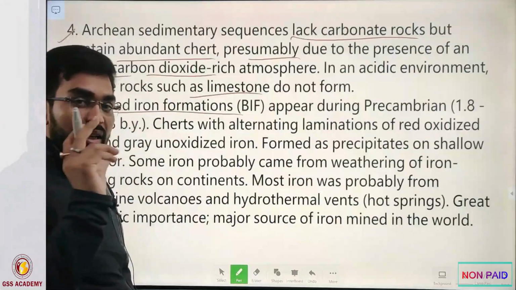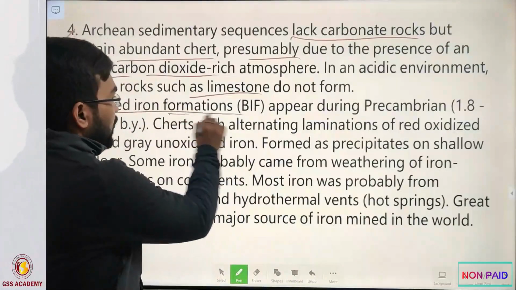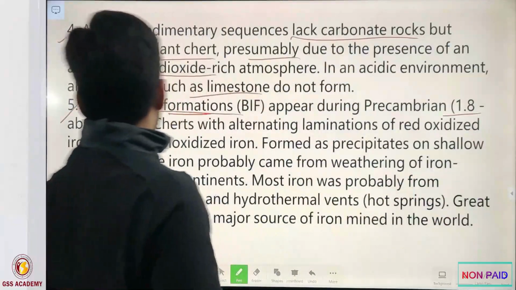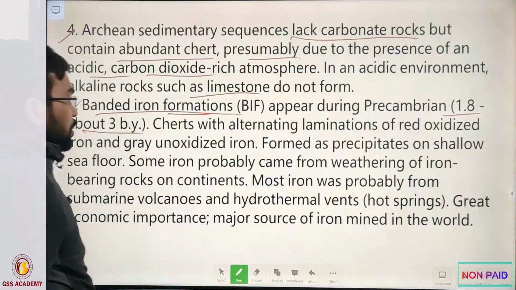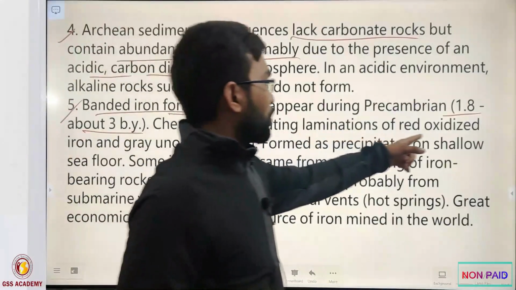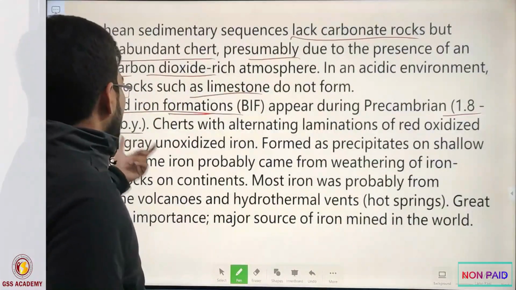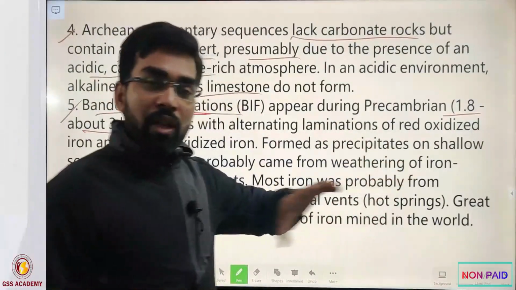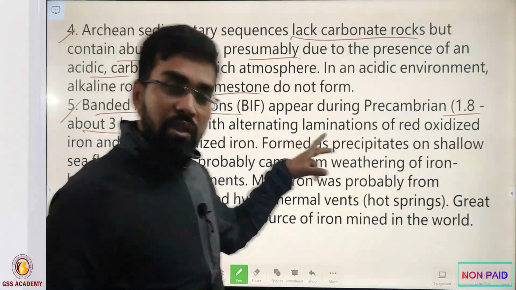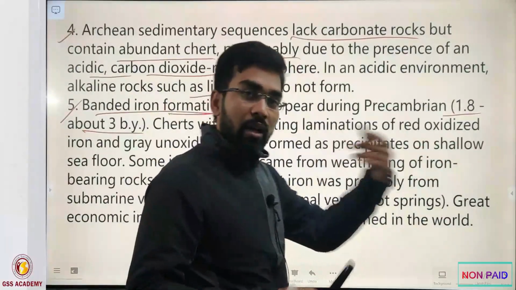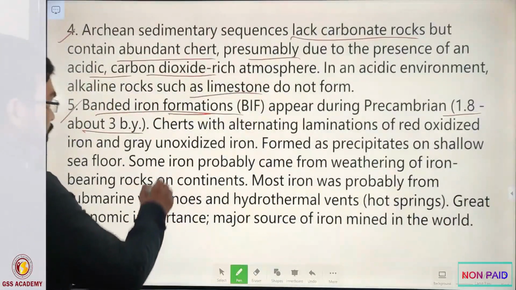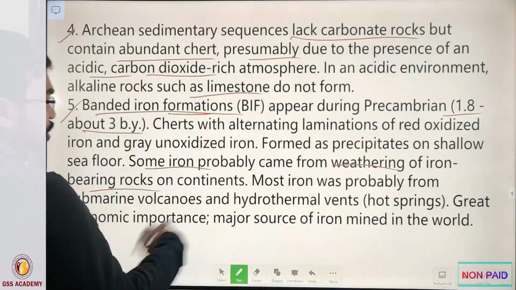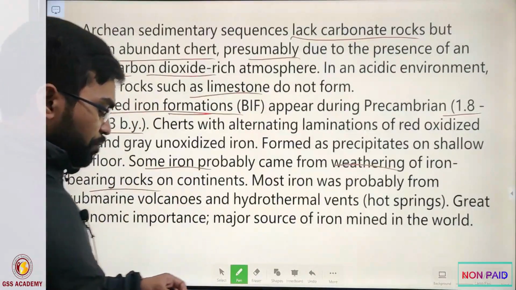So this is a very important marker: banded iron formation appeared during the Precambrian, especially from about 1.8 to about 3 billion years. Cherts with alternating lamination of red oxidized iron and gray unoxidized iron, right? The chert represents the anoxic condition, where iron oxides indicate the presence of iron. Some iron probably came from weathering of iron bearing rocks on continents. Next one.